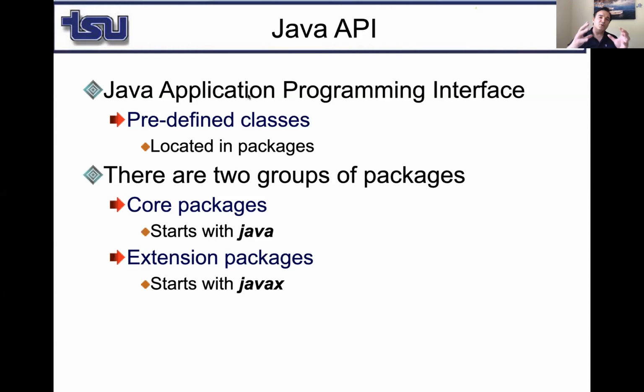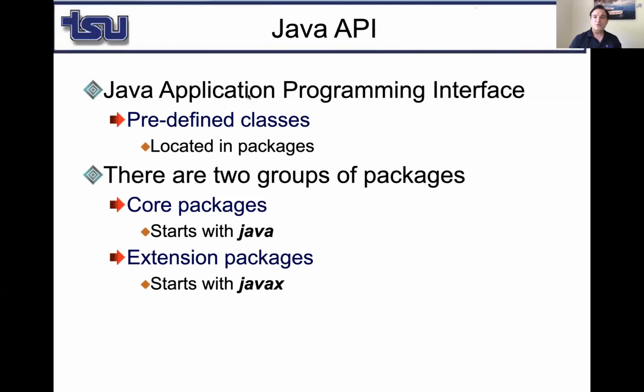But when they developed those classes, they placed them in different packages so that related classes are in a package, some other related classes are in another package, and so on. For example, classes related to GUIs or graphical interfaces are placed in one package. Classes that provide some utilities are placed in another package. So Java API is nothing but predefined classes that are available to us, and classes are located in packages.